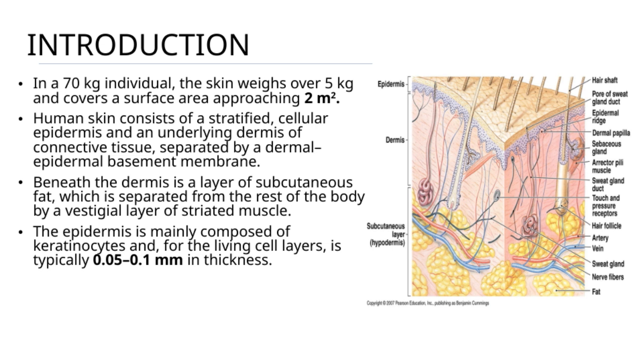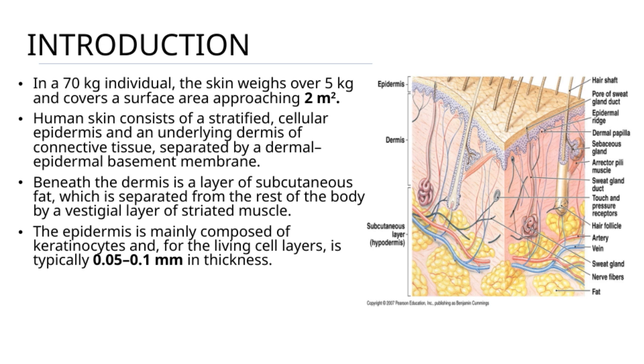Focusing on the epidermis, it's mainly composed of keratinocytes, which are the cells responsible for producing keratin, the protein that makes our skin tough and resilient. For the living layers of the epidermis, the thickness typically ranges from about 0.05 to 0.1 millimeters, which might seem thin, but it plays a crucial role in protecting our body.